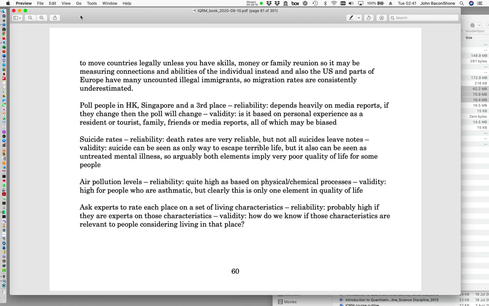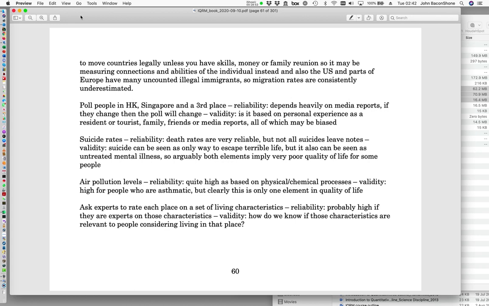Validity. Okay, so if you are somebody who is asthmatic, then generally that means that poor air quality really affects your quality of life. It may mean you have difficulty breathing. It can be extremely uncomfortable when the air quality is poor here if you're an asthmatic. But of course, this is only one element of quality of life. If you're young and healthy, maybe you don't see this as too much of a problem, right? So clearly for some people, air pollution levels are a very serious issue, whereas for others, they're not.